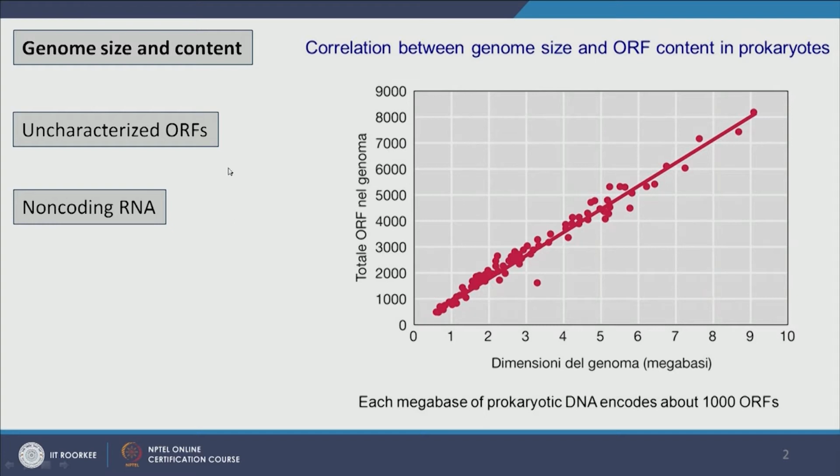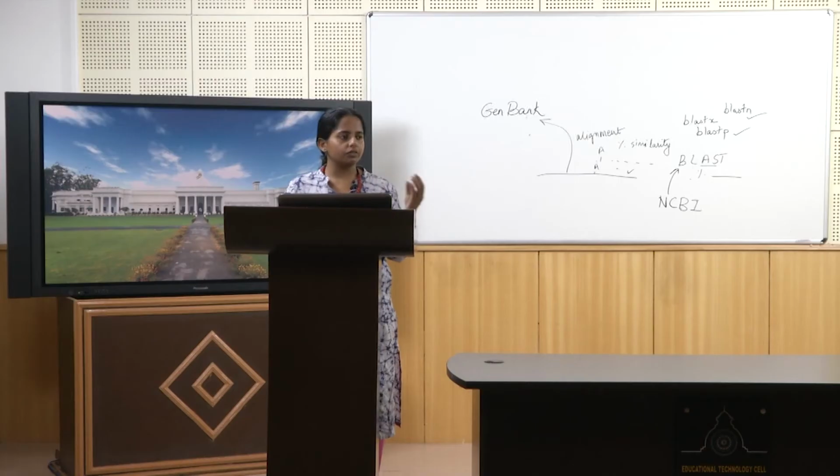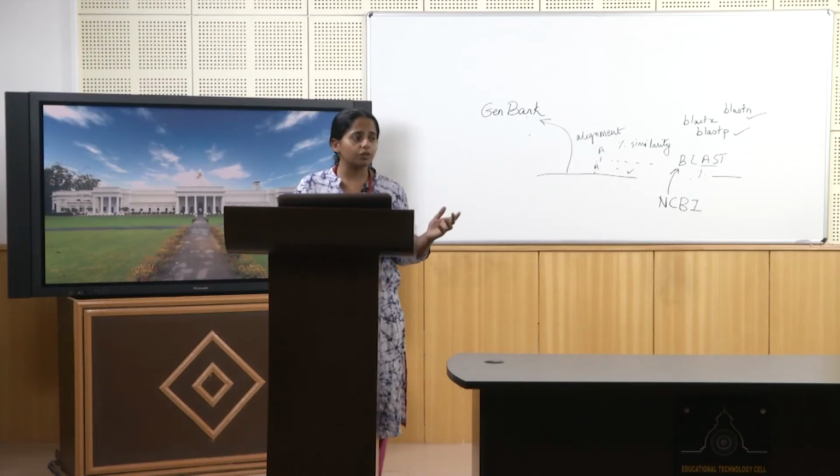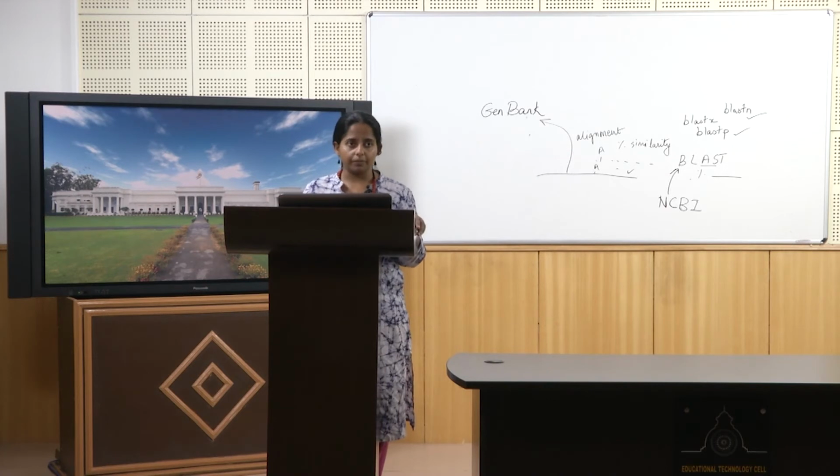The alignment and annotation work on the principle that if the genetic sequence is the same, or if the protein amino acid sequence is the same in case of BLASTP, then the function will also be the same. It works on this assumption.